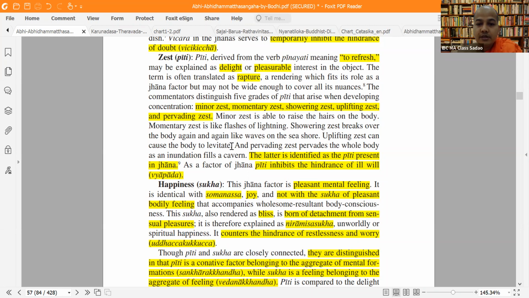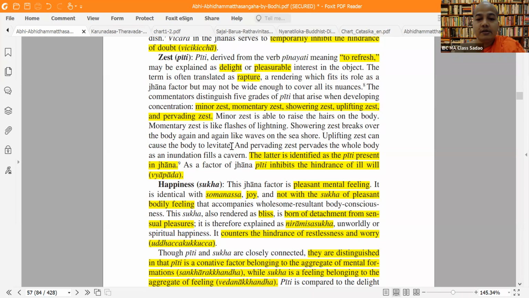As a factor of jhana, piti inhibits the hindrance of ill will. So here you have five different types of piti, and these five types correspond to the impact that piti has in your being. When a certain type of piti arises in your mind, in your body, how does it affect you? For example, minor zest is able to raise the hairs on the body, so you have goosebumps, you can feel it. And momentary zest is like flashes of lightning. So that is the kind of experience that you have.